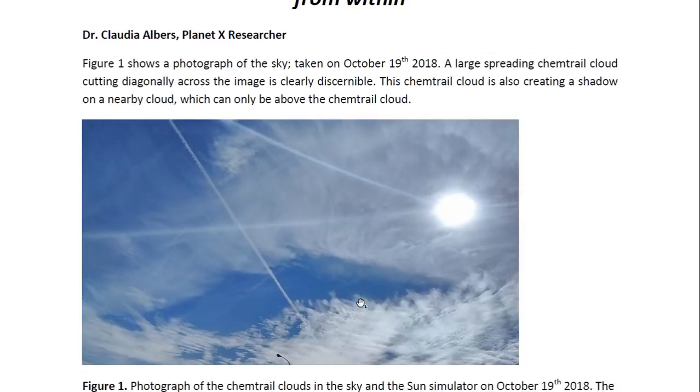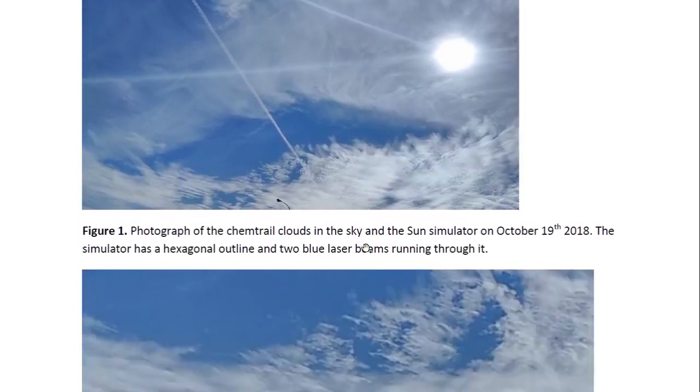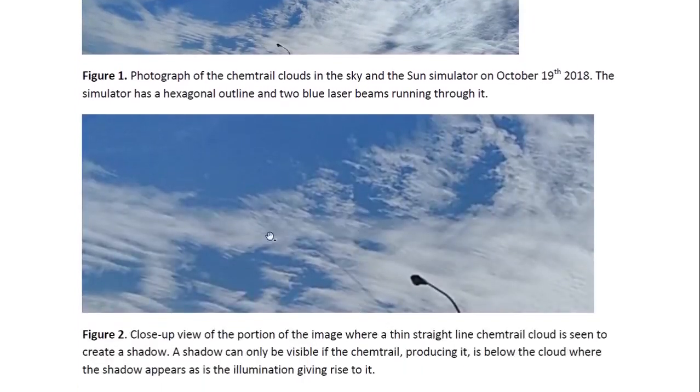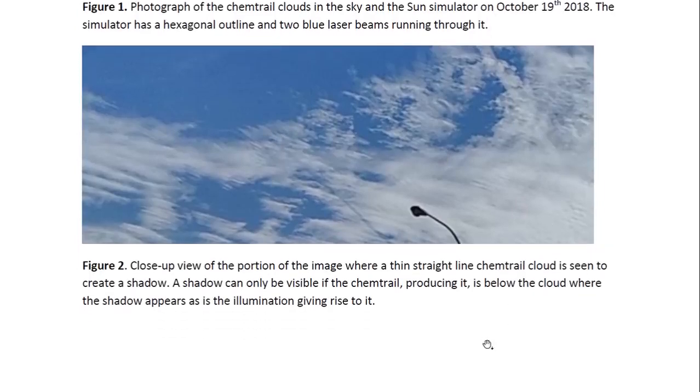Now this chemtrail cloud appears to be creating a shadow on a nearby cloud. There seems to be a shadow there. And so of course that cloud would have to be above the chemtrail cloud. So this is a close-up view of that portion of the sky. There's the chemtrail cloud, and there's the shadow of it. So it produces this thin, dark line right across this cloud. As you can see, it doesn't follow the other lines that you see in the cloud, which are always parallel because these are chemtrail clouds.